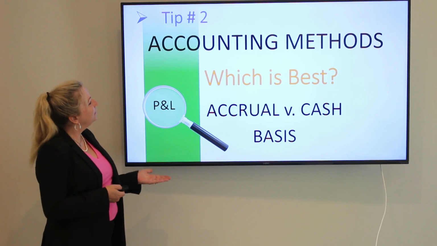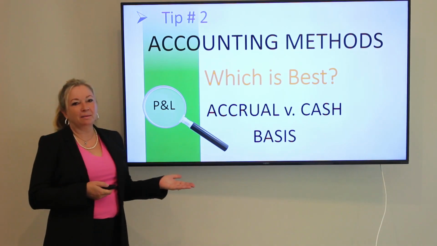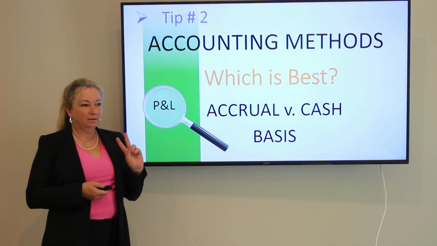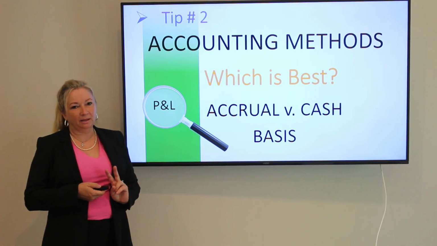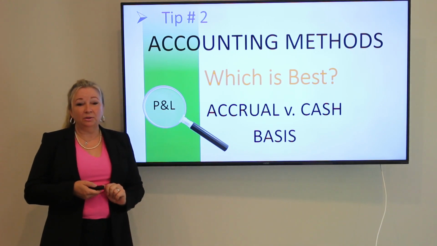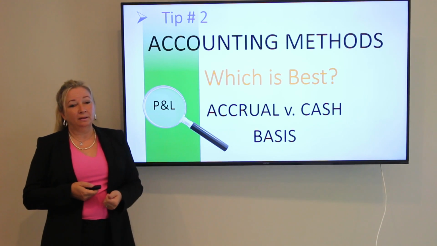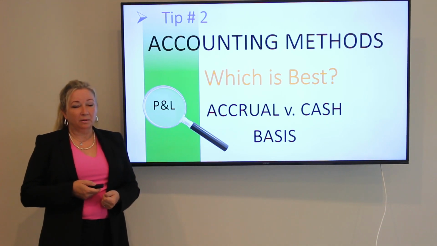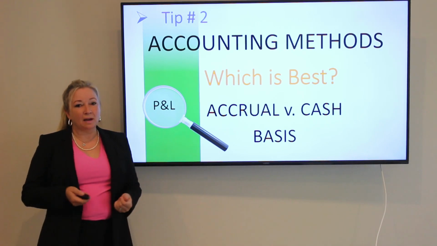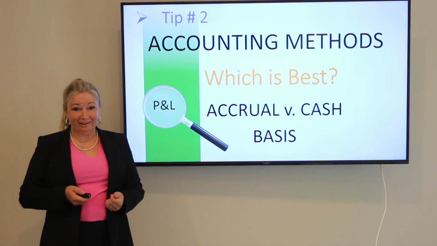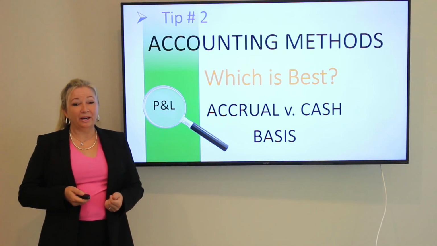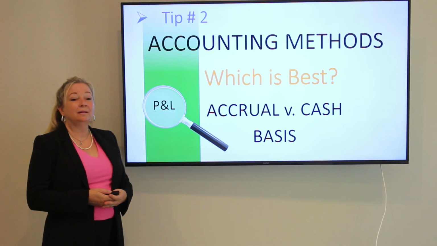Tip number 2 talks about the different accounting methods. There are 2 main methods that everybody uses. You can use one method for tax and one method for books. That's completely fine. Tax is not the focus of our discussion today, though. We're talking about operations and operational performance.